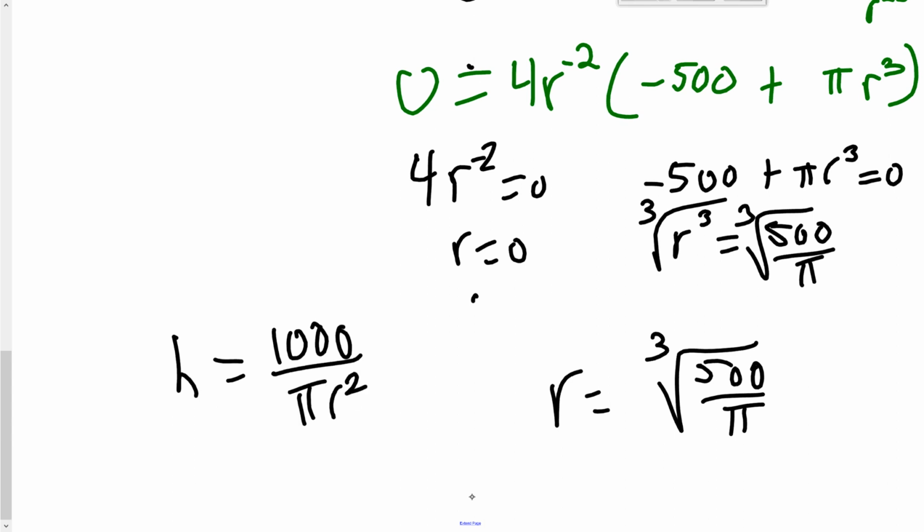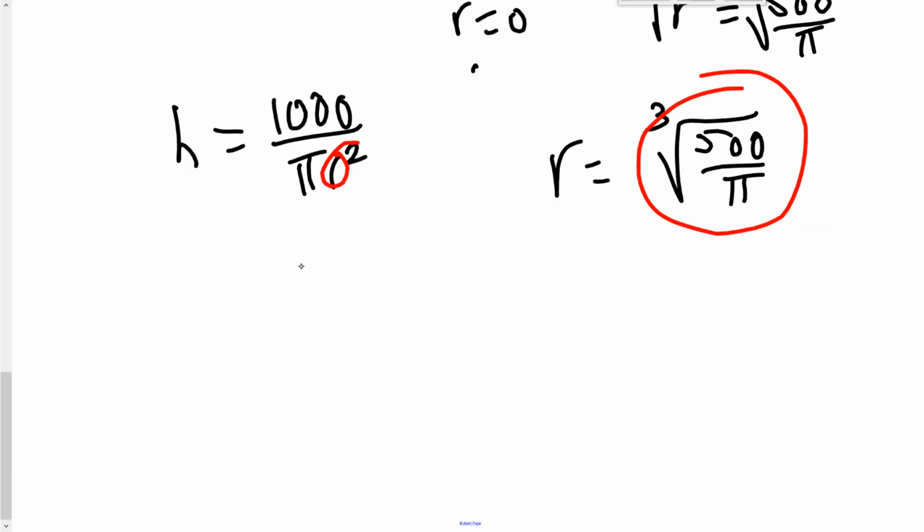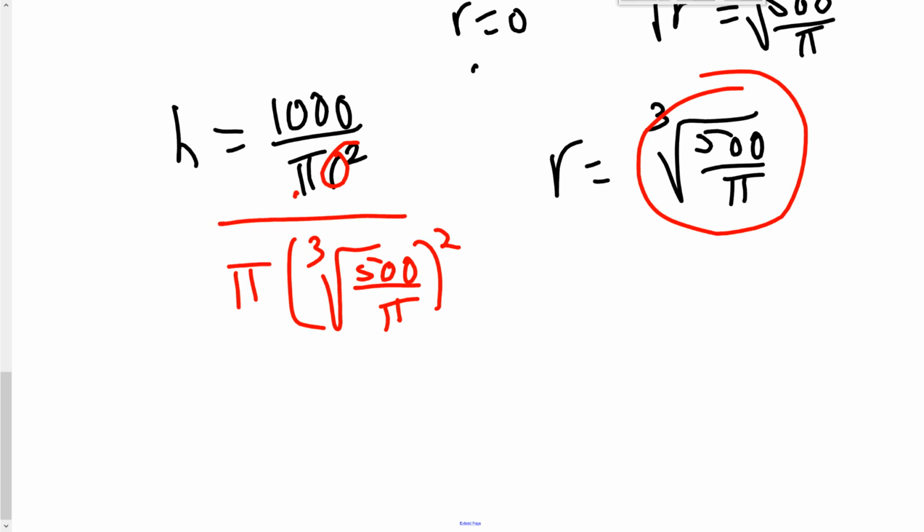So now I can plug in my r right here and square it. That means I'm taking the cube root of 500 over pi and squaring it, timesing that by pi, and putting that 1,000 on top of that. That's my h. So simplifying here.